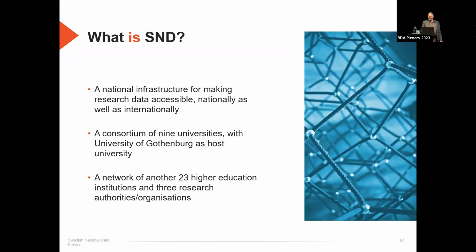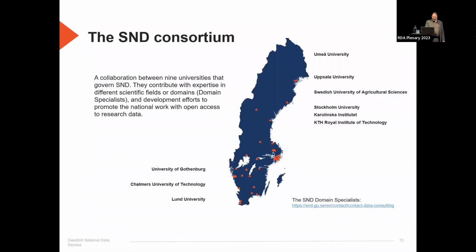So one of the parts that Lars said I will talk a little bit about is SND, the Swedish National Data Service. That is a national infrastructure for making research data accessible nationally as well as internationally. It is a consortium of 9 universities, and the host is Gothenburg University here in Gothenburg. We also have a network of another 23 higher education institutions and 3 research authority organizations working within this consortium and within SND. So it is a collaboration.